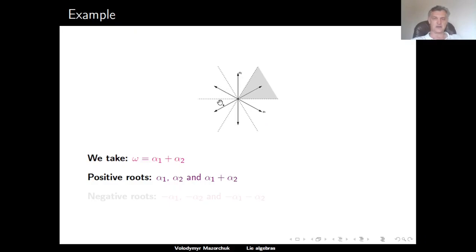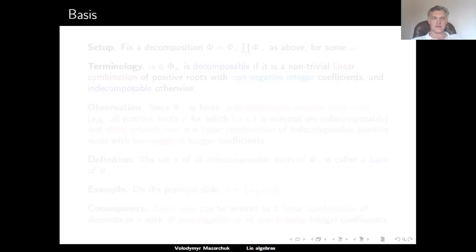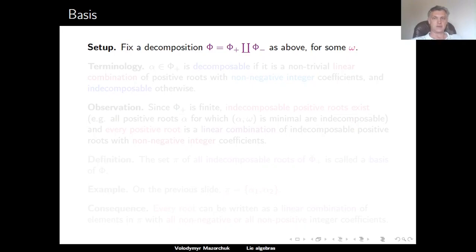And everything on the other side, namely minus alpha 1, minus alpha 2, and minus alpha 1 minus alpha 2, these three roots are the negative roots for our choice of omega, or the corresponding shaded Weyl chamber. So the decomposition of the root system into positive and negative roots allows us to speak about the basis of a root system.